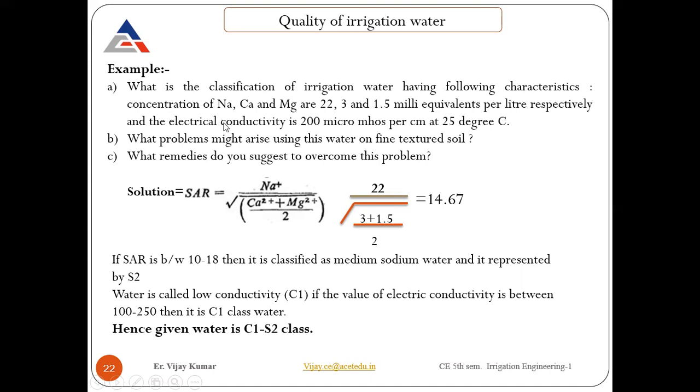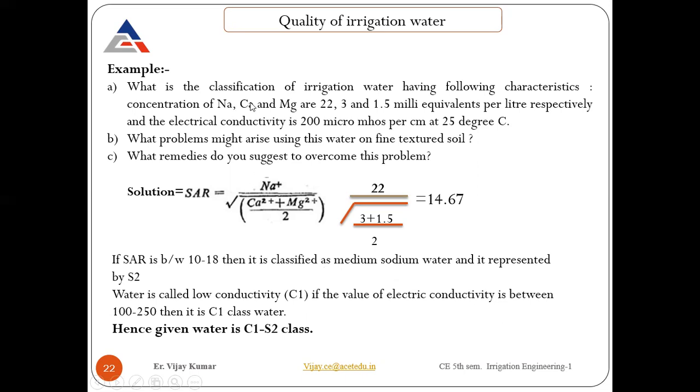One is we need to find the SAR number. Then we need to find which problem will arise in a fine texture soil. Third is what measures you will suggest to overcome that problem. These are the three. One question contains three problems itself.